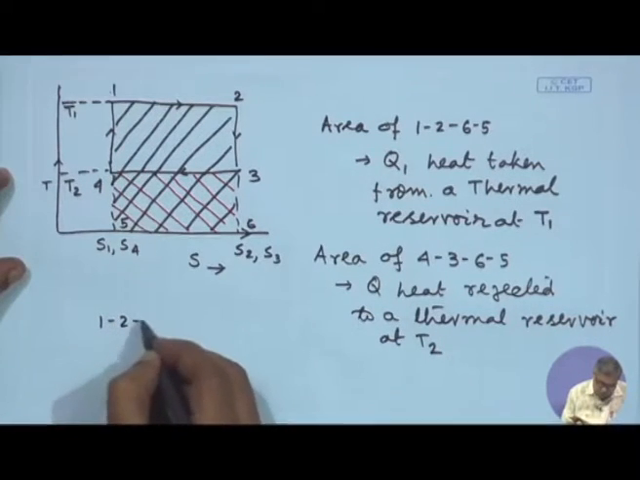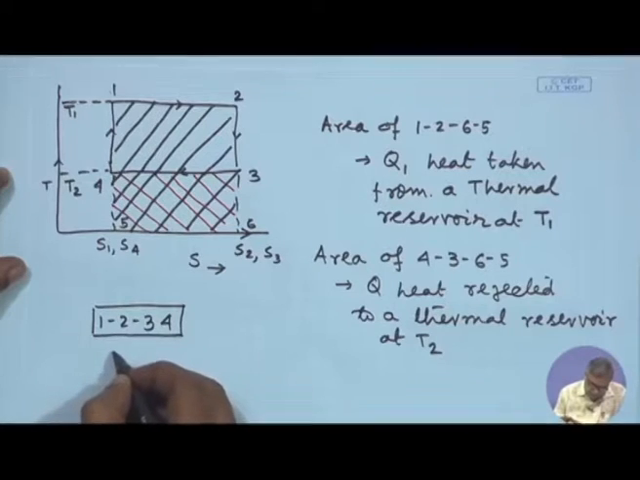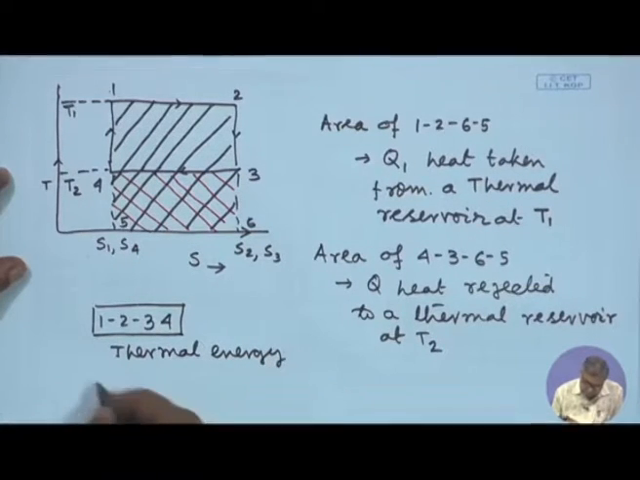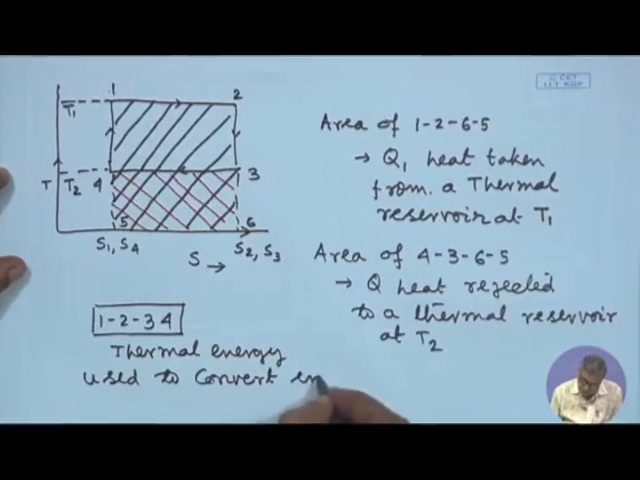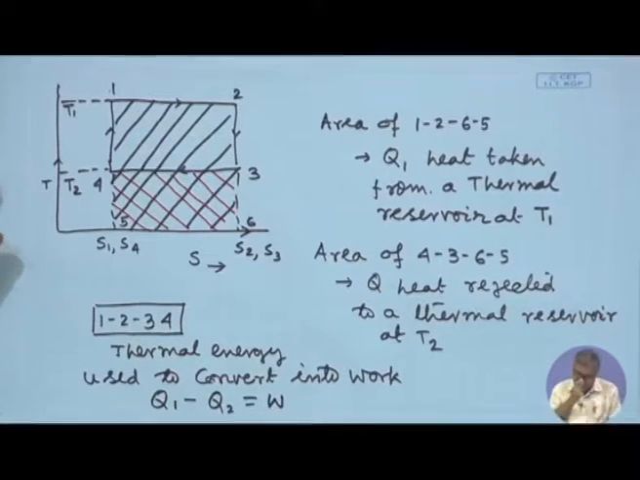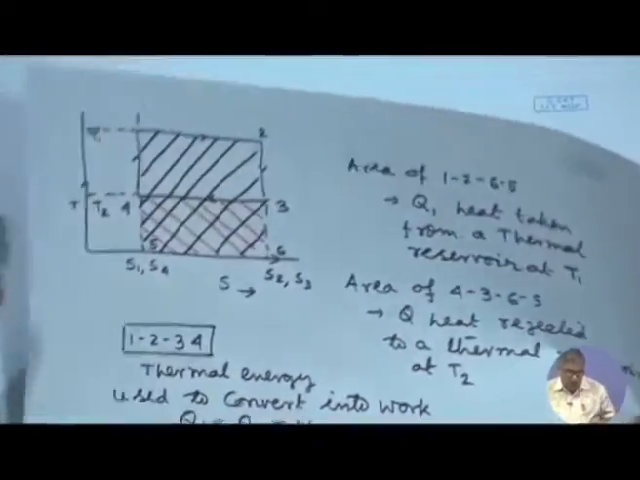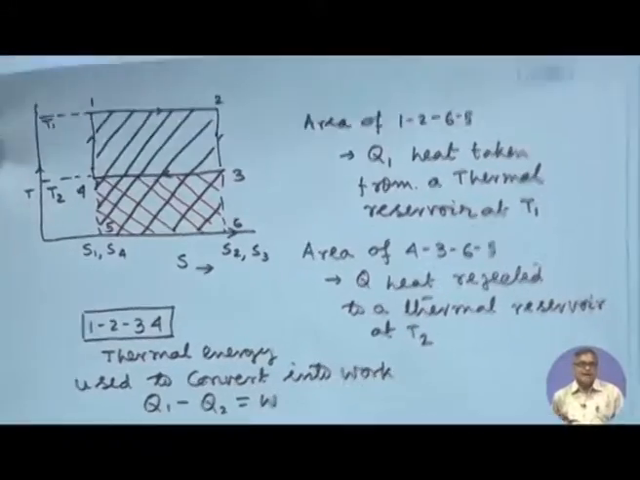So, 1 2 3 4 is the thermal energy converted into work, that is equal to Q 1 minus Q 2, or W. So, this is a very useful concept which we can get from the TS diagram, and obviously utilizing the concept of the ideal cycle.